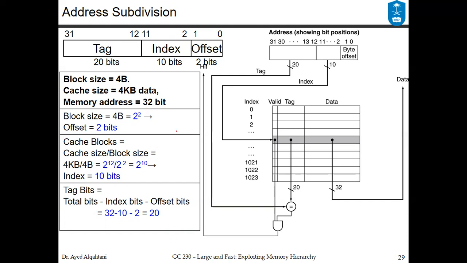Now, to get the offset, you know that the block size is 4 bytes, and 4 bytes is 2 to the power of 2. And from this 2 in the power, you know that the offset should be 2 bits. So you have 2 bits in the offset, bit 0 and bit 1. Similarly, we put it here, 0 and 1.